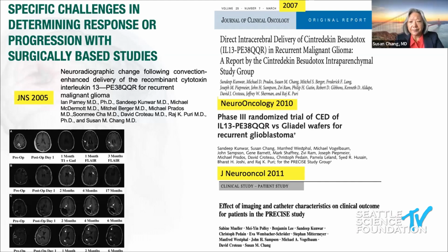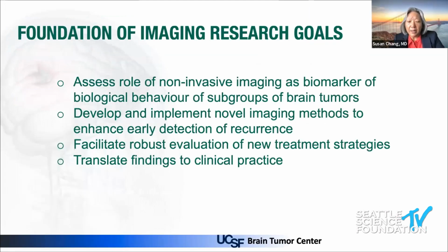So early on, back in the early 2000s, the foundation of the imaging research goals for our team was really to see if we can use non-invasive imaging as a biomarker of biological behavior of subgroups of brain tumors, and to detect early recurrence, to facilitate robust evaluation of new treatment strategies, and to make sure we validate these and translate this to clinical practice. That's been most of the work that we've done over the last 20 years or so.